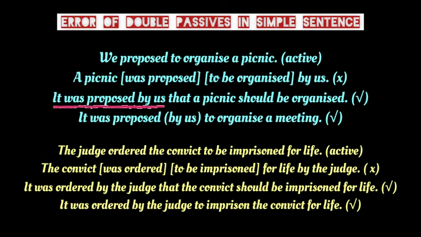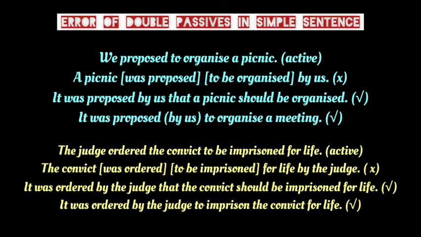It was proposed by us is the main clause or principal clause, and that a picnic should be organized is the subordinate clause. Take another example. The judge ordered the convict to be imprisoned for life. Here the finite verb ordered is in the active voice followed by the passive infinitive to be imprisoned. But in the first passive sentence on your screen, there is an error of double passives. Was ordered and to be imprisoned.